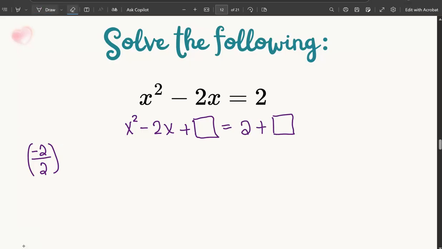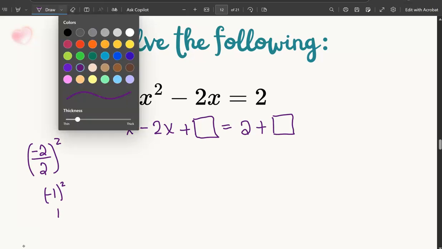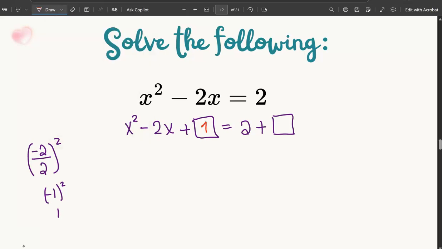Well, negative 2 divided by 2 is negative 1, and negative 1 squared is 1. So 1 goes inside my box on both sides. That enables us to write the left-hand side as x minus 1 squared is equal to 3.